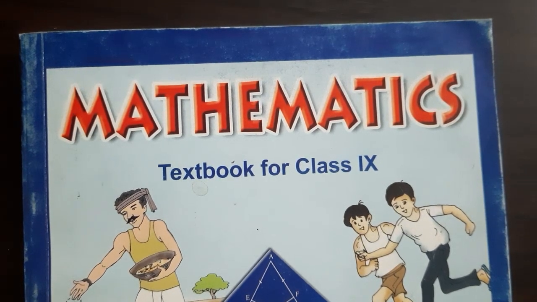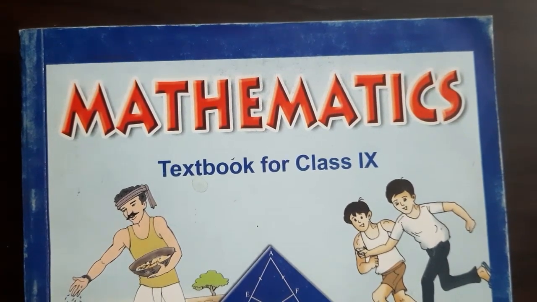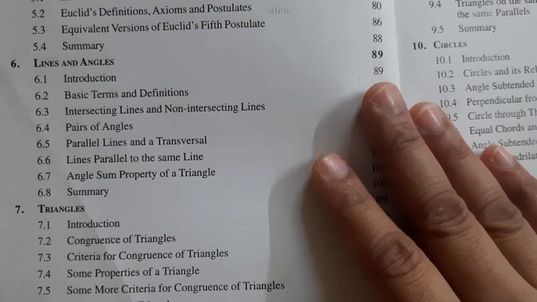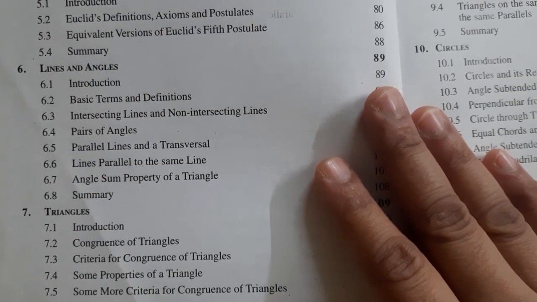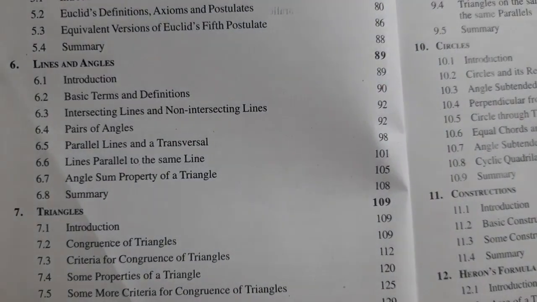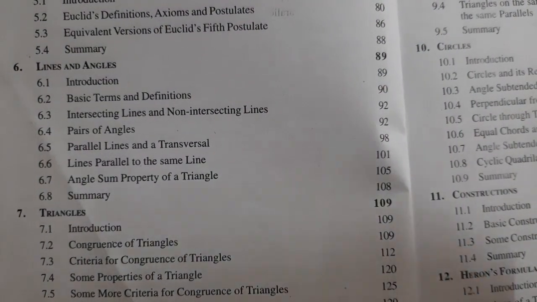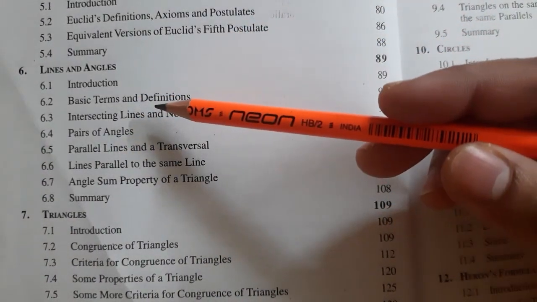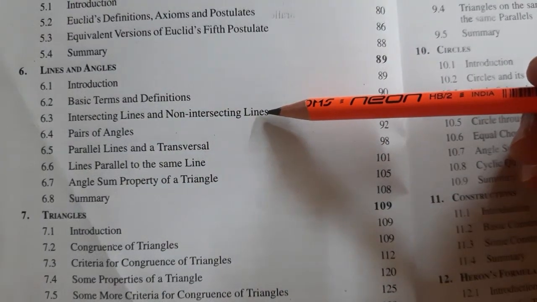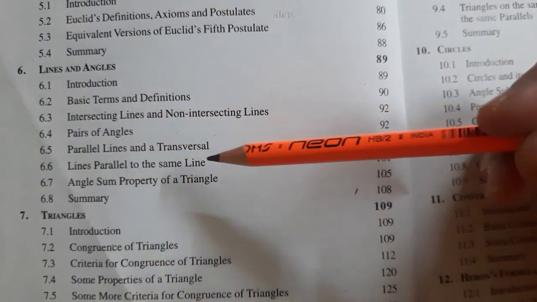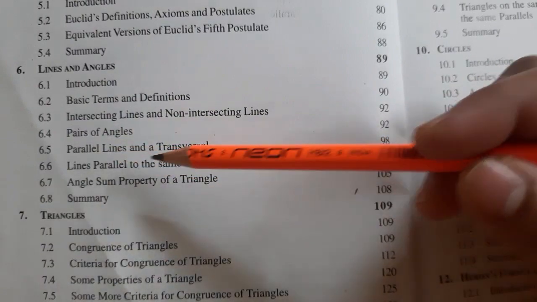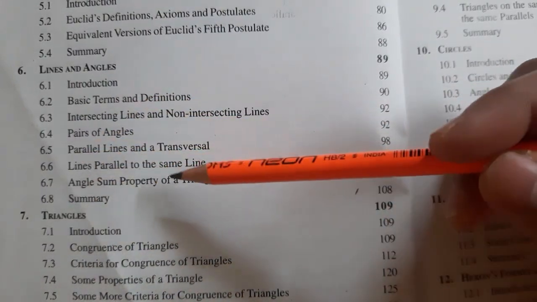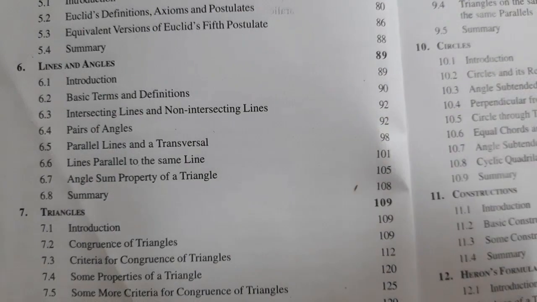Today we will be discussing Mathematics Class 9 textbook from NCERT for CBSE kids. Chapter 6, Lines and Angles. There are various topics which will be taken up as a part of this chapter, such as intersecting lines and non-intersecting lines, pairs of angles, parallel lines and a transversal, parallel lines to the same line, angle sum property of a triangle. So let's get started.